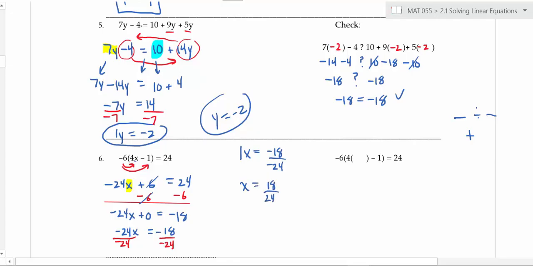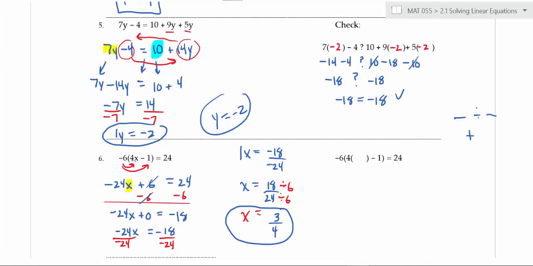Then yes, you do need to reduce that fraction. Both of these numbers divide by 6. So you're going to end up having x equals 18 divided by 6 is 3, and 24 divided by 6 is 4. So it looks like the correct answer to that problem is 3/4. That would be the best way to show your steps on that.